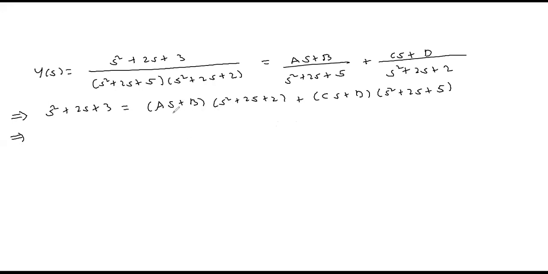Now you'll see the highest power is going to be s cube. What is the s cube coefficient? It is a here, and c there. There is no s cube on the left hand side, therefore a plus c equal to 0. Am I right? Next, the s square coefficient. Where is s square there? S into s square, that means 2a plus b plus 2c plus d.